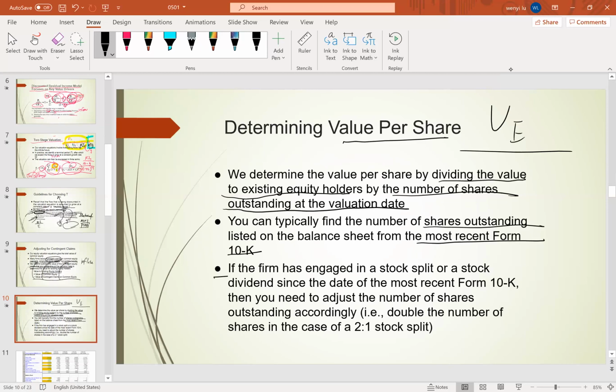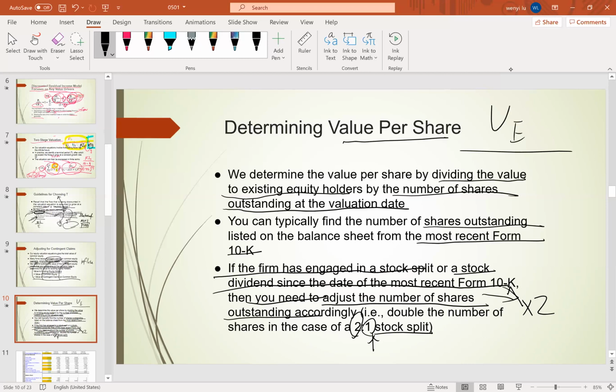If the firm has engaged in a stock split or stock dividend since the date of the most recent Form 10-K, then you should do some adjustment. You will adjust the number of shares outstanding accordingly. For example, if a stock experiences a 2-for-1 stock split, then your number of shares outstanding will be doubled from the 10-K's number, because there is a 2-to-1 stock split. If you're holding one share, now it will be split into 2 shares.